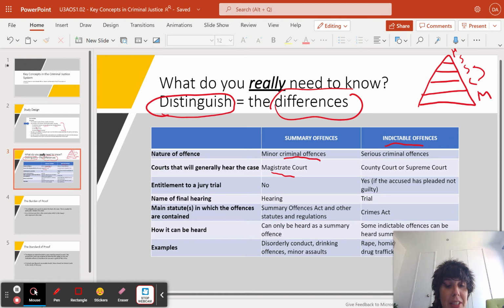Crimes Act. Okay, so the big major differences between it is the nature of the offence, what court it's held in, whether or not there's a jury, and what are some of the types of examples that you can hear. So you need to be able to talk about all of those things in order to distinguish the differences.